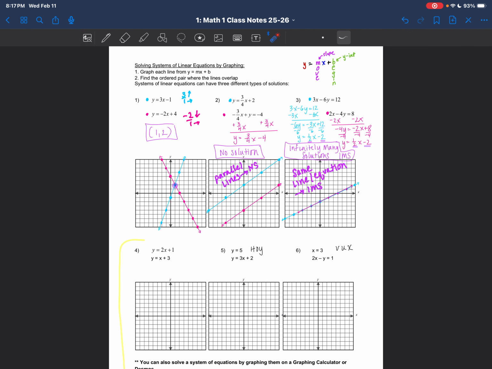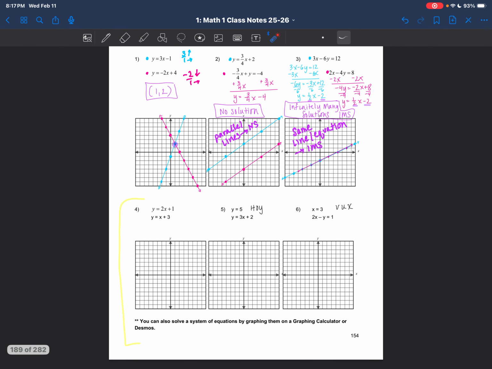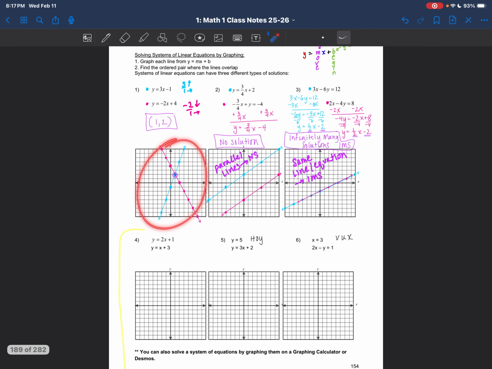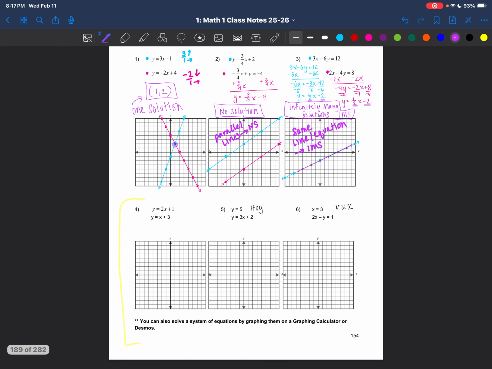All right, so what I want you to do is go through and try these. You're going to plot them just how I did here, and you're going to determine: is it one solution, where it intersects, or no solution, or infinitely many solutions? Now, you can also solve the system by graphing them on a graphing calculator or on Desmos. We'll do that more later, but I just want to make sure that we are good graphing by hand first.